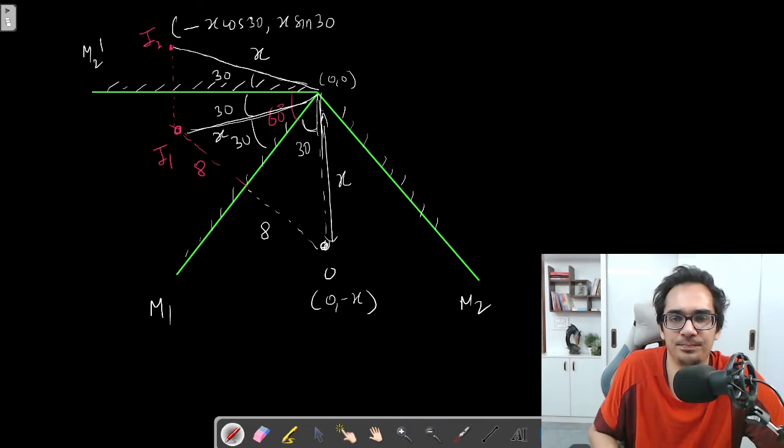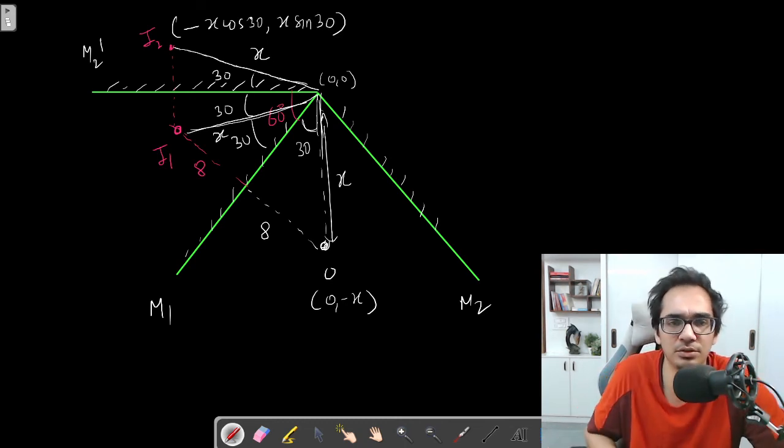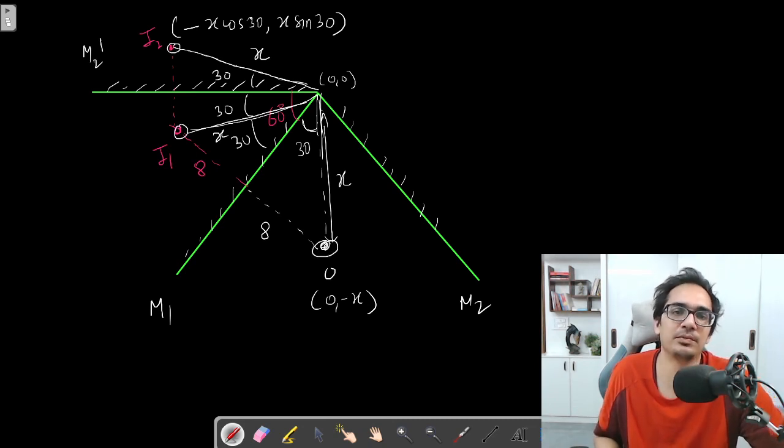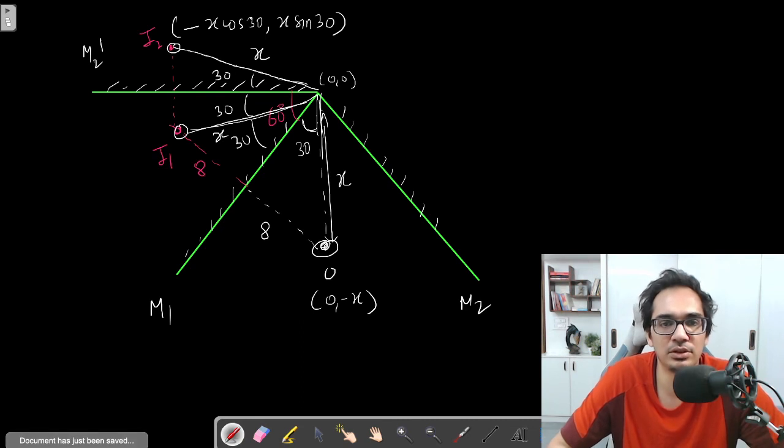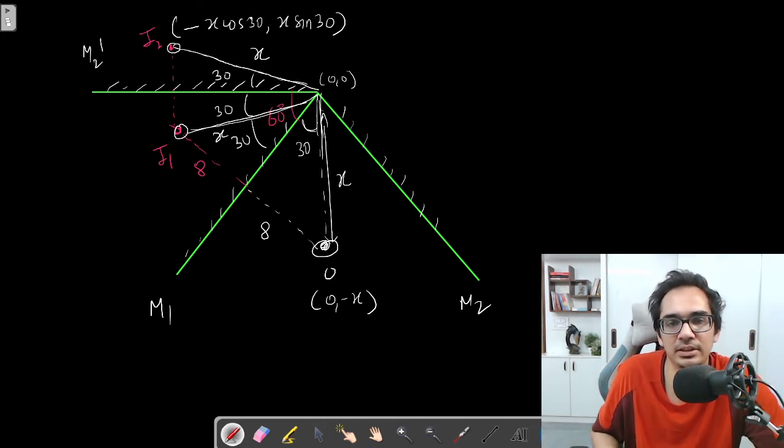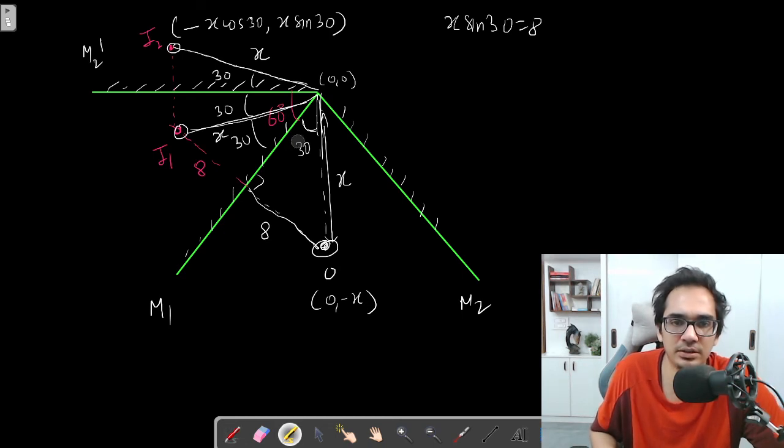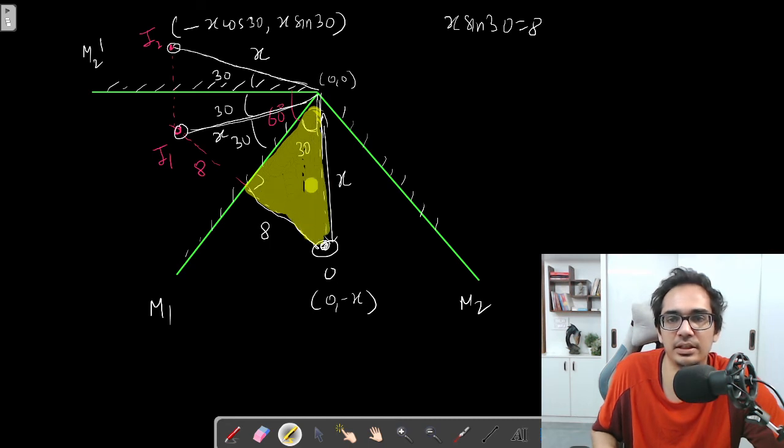So this is geometrical. If your geometry is weak, you will find it very difficult to solve this problem. So this is I1, this is I2, and this was the object. It's just symmetric diagrams that are drawn, not a very big deal. If you solve it 2-3 times, you will get it for sure. Now you have the coordinate of I2 and the coordinate of the object. And what is x? This is 8 and this is 30. So for x, in this triangle you can see x sin 30 is equal to 8. So that means x is equal to 16.